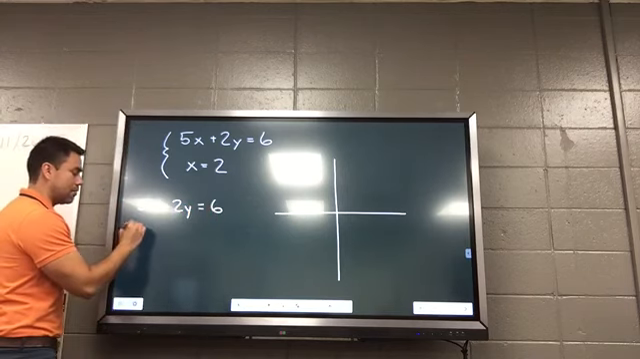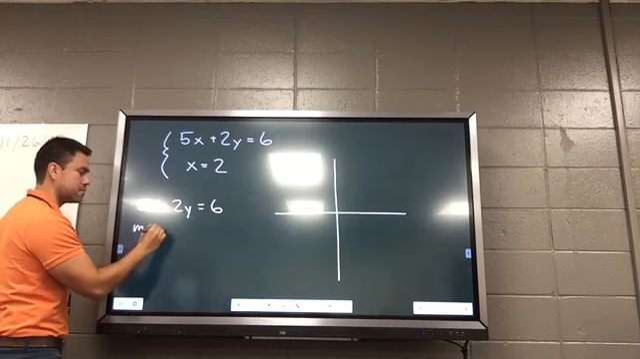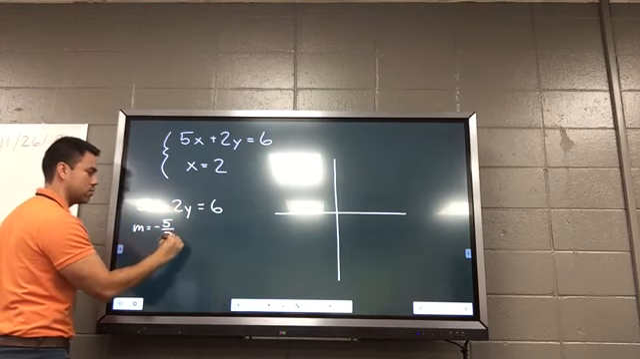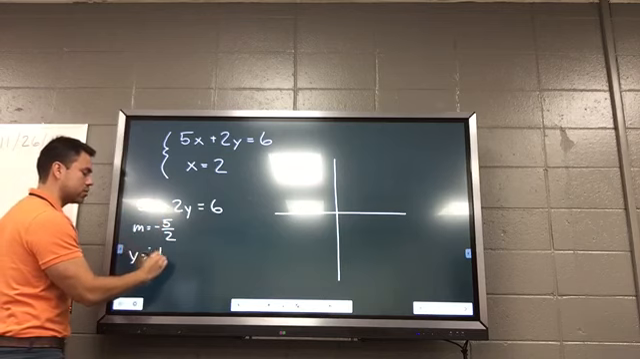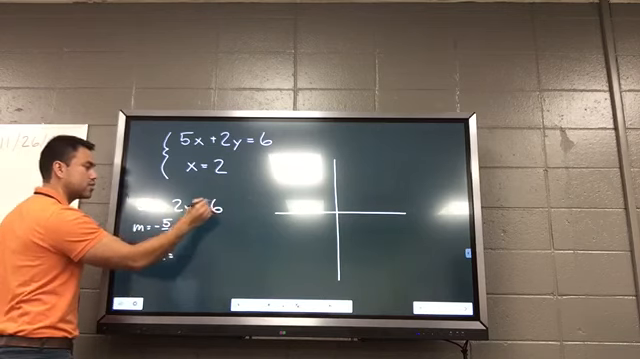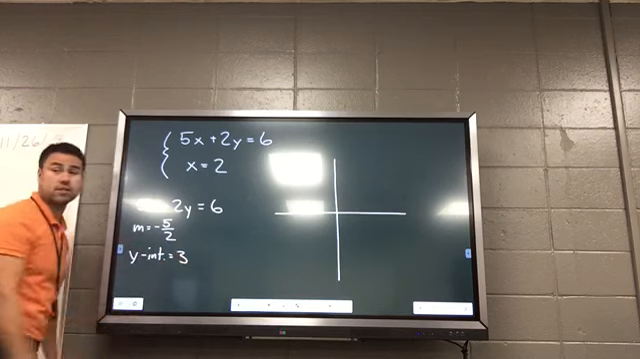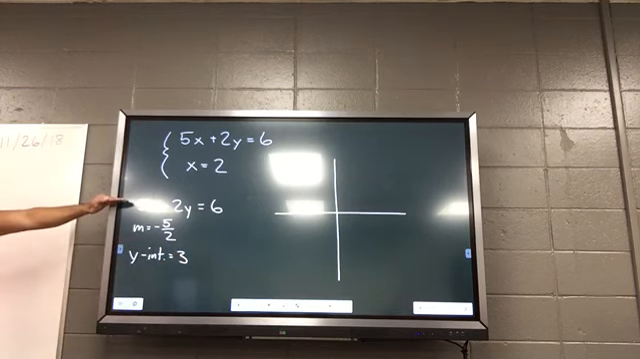What's the slope then of this equation? Negative 5 over 2. You got negative a over b. You got your slope. What's the y-intercept? 6 over 2 is 3. That's your y-intercept. You get it right there from standard form. How many of you can do that? Good.